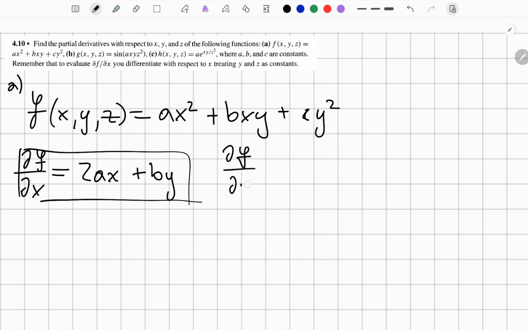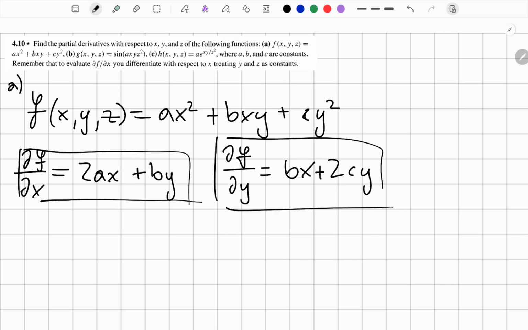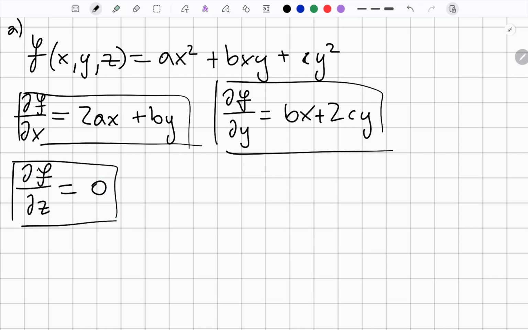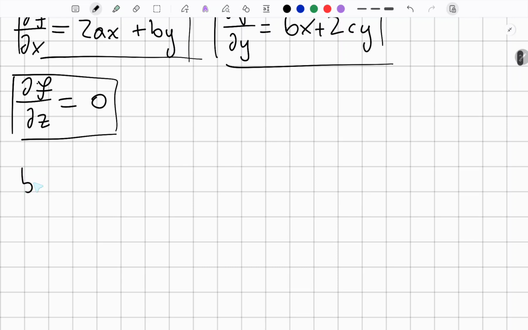Now, we'll take our partial with respect to y. Same procedure. This doesn't have any y's. That's going to be 0. This is just going to be bx. This is going to be 2cy. And it's just bx plus 2cy. Not so bad. Take our derivative with respect to z. No z's here. No z's here. No z's here. All constants. Derivative with respect to z is just going to be 0.